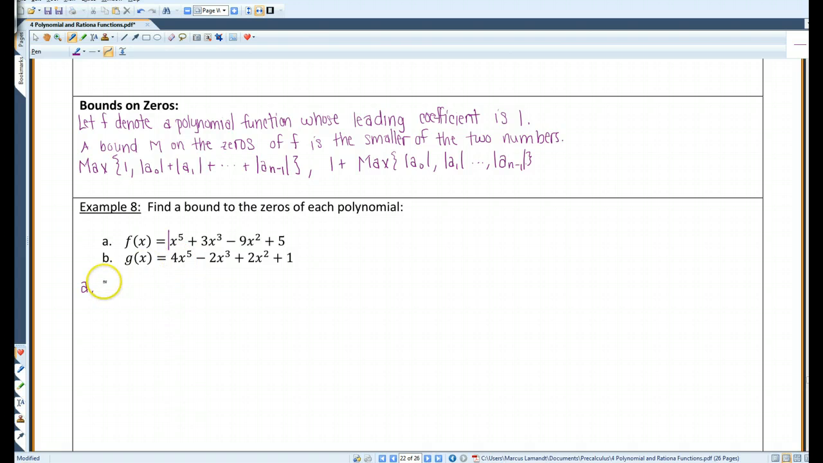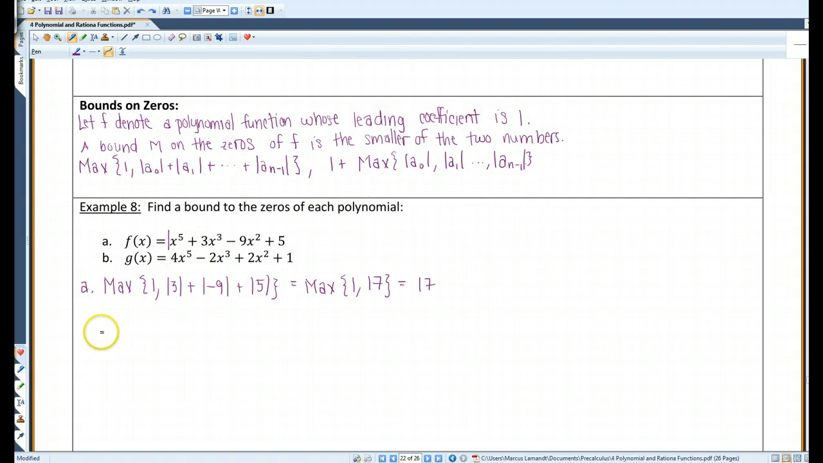So the max between 1 or the absolute value of 3 plus the absolute value of negative 9 plus the absolute value of 5. Okay, so we've got max of 1 or 17. So you look and go, okay, which is the bigger number? 17. Alright, that's the first number.